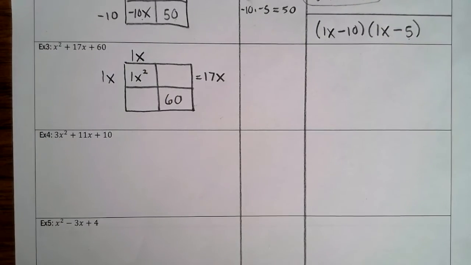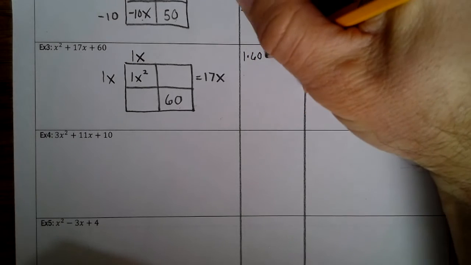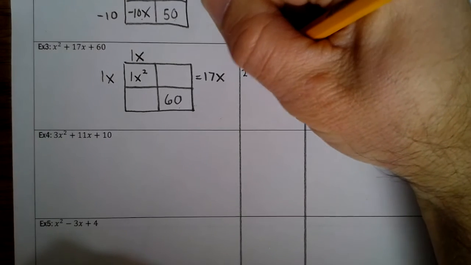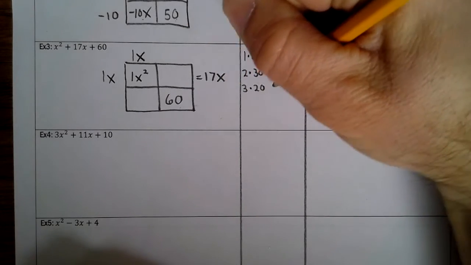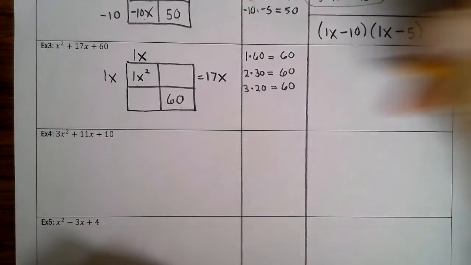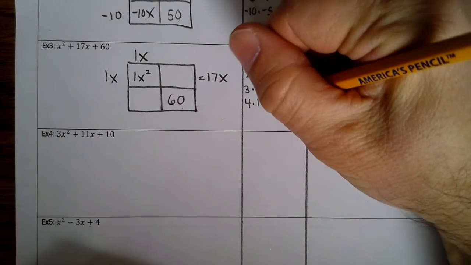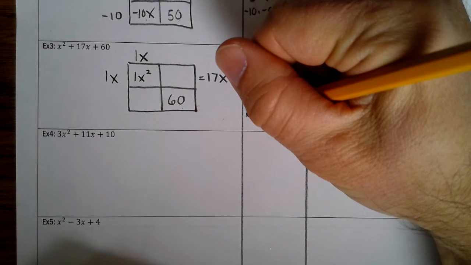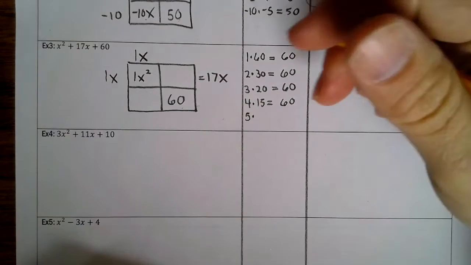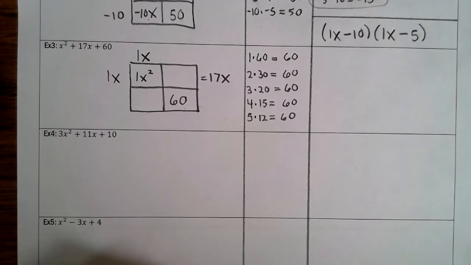So 1 times 60 is 60. 2 times 30 is 60. 3 times 20 is 60. 4 times, I believe, 15 is 60. 5 times 12 is 60. And then 6 times 10 is 60.